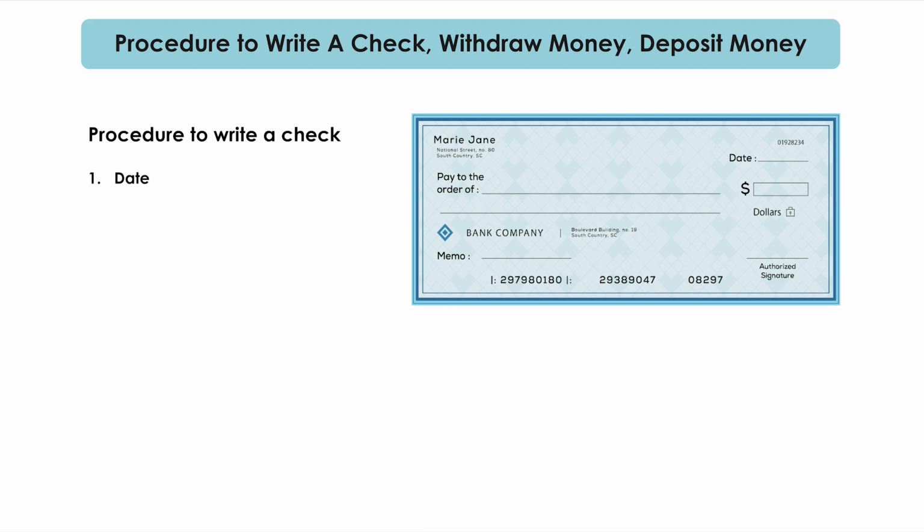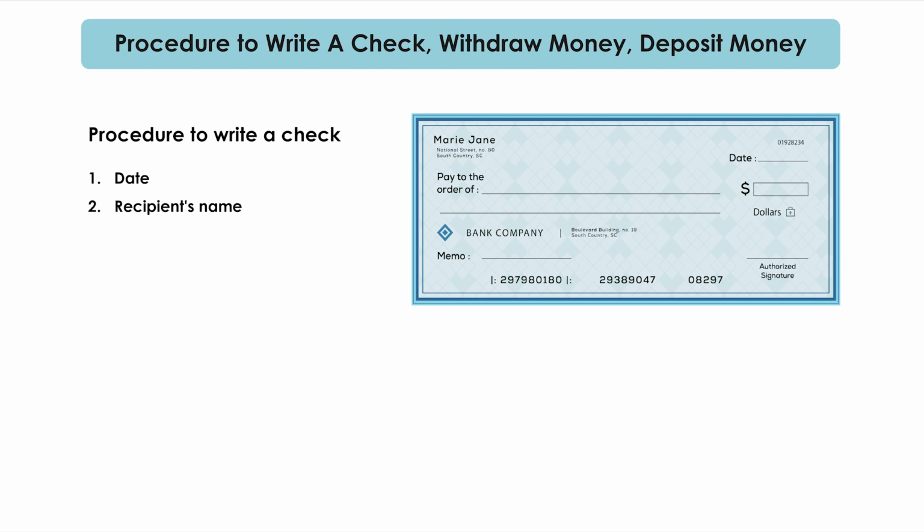1. Date. Fill in the date on the check's blank line in the upper right corner. This is very significant because it tells the bank when you made the check and if it is post-dated, which means it should be cashed on or after the date on the check.